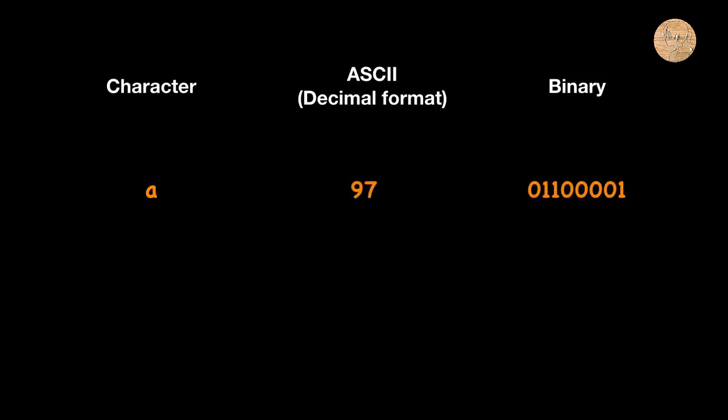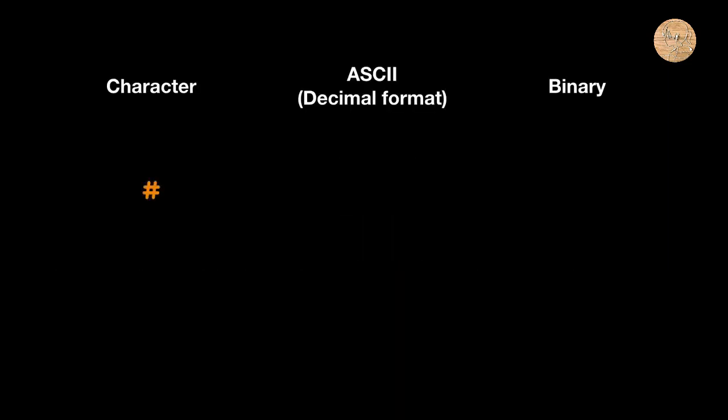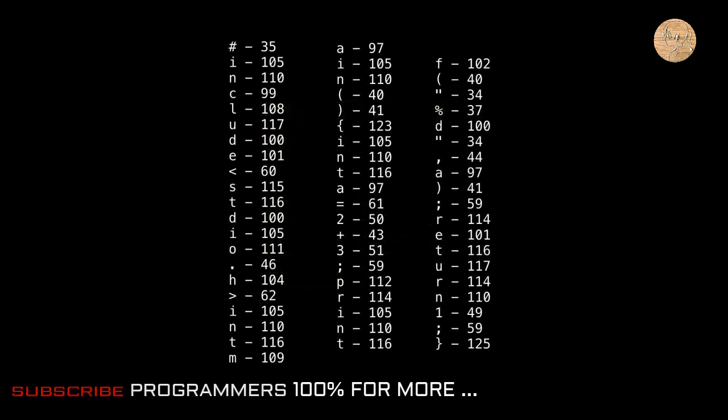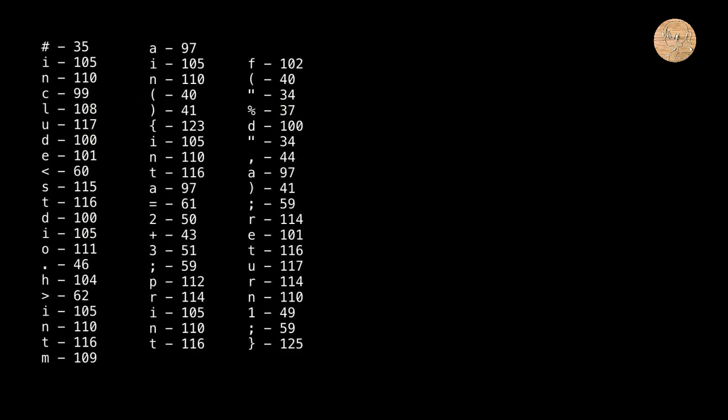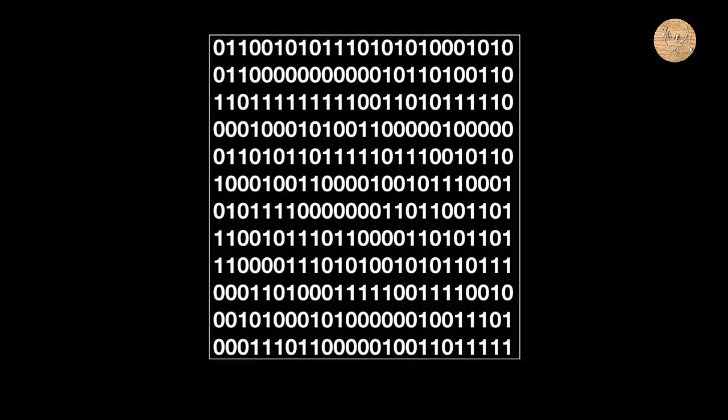So most computers follow the ASCII standard to do the same. Basically, each character has its own corresponding numeric value. For example, the character hash has the ASCII value 35 and the character i has the ASCII value 105, and similarly all the characters have their own numeric value. Once the characters are converted into their ASCII values, they are then converted into binary format. Each character is represented using 8 bits, or in other words, 1 byte. Now that everything is in binary, this sequence of bytes can finally be saved on your computer's file system.